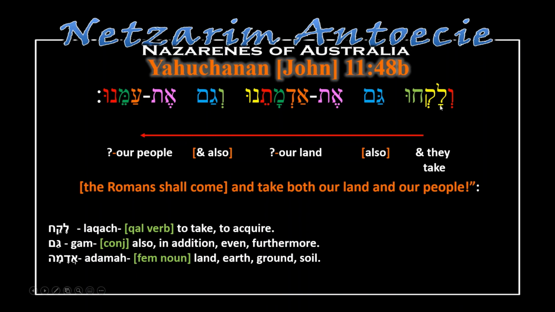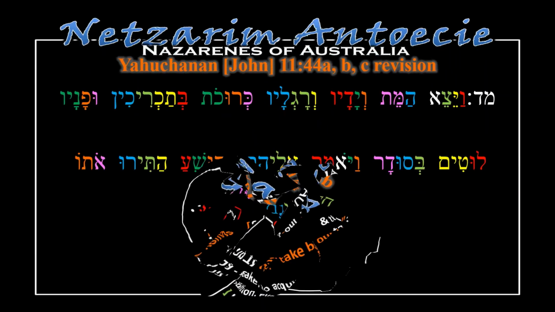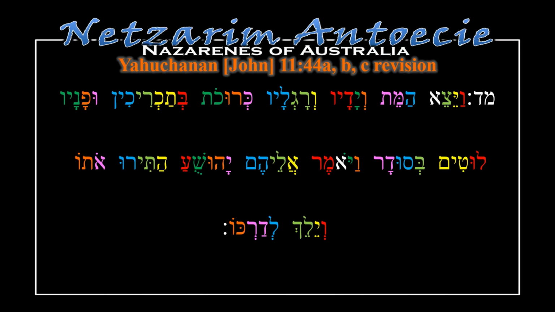So let's read it. V'lakchu gam et admatenu v'gam et amenu. All right. Now we're finished now. So we're up to that point where they're considering what to do about Yeshua because he did this great miracle, and they're afraid of how the people will follow him and they will lose their position, and because things are not running smoothly as they hope, they think the Romans will come and wipe out the nation, right?